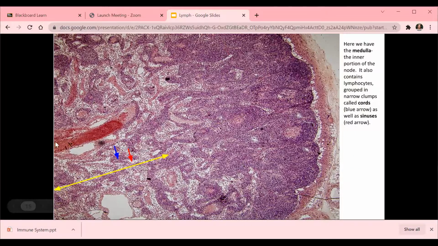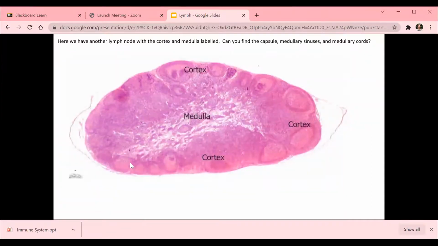In this region, the yellow arrow shows you the medulla. You can see medullary cords and medullary sinuses between them. This is the other picture of the lymph node. You can easily identify it. You have cortex around and medulla in the center. In the cortex, you can see lymphatic follicles. And in the medulla, we have medullary cords.